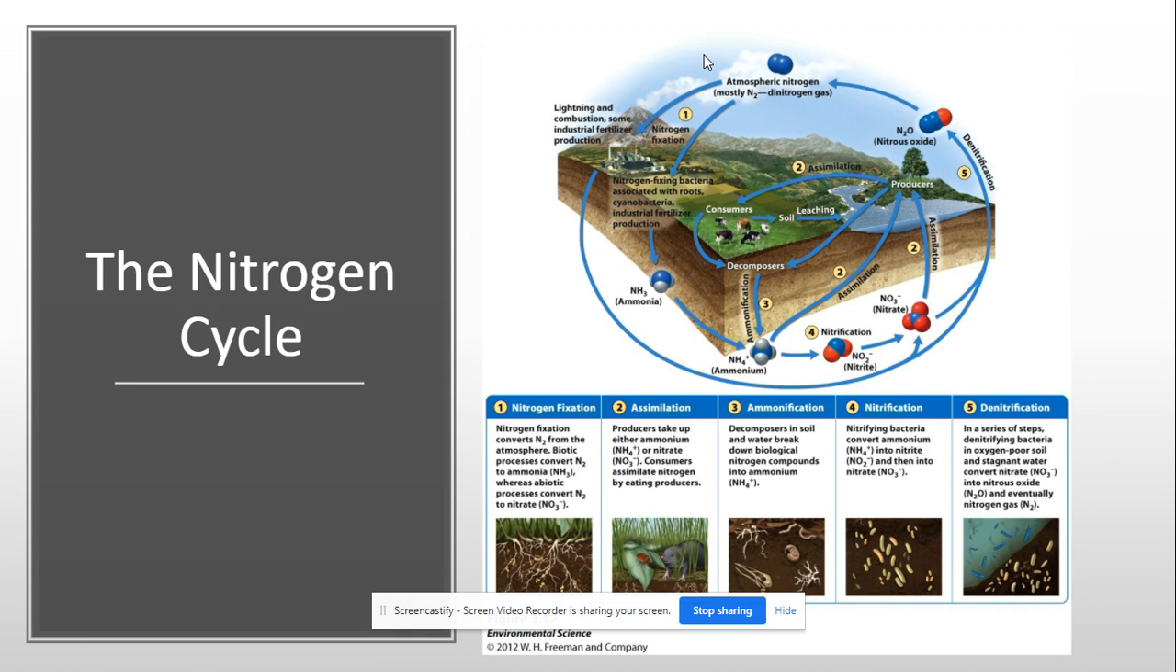And then lastly, how does nitrogen get back into the atmosphere? That's through another type of bacteria known as denitrifying bacteria. They're usually found in very oxygen poor soils or maybe even stagnant water, and they take that nitrate, turn it into nitrous oxide, and eventually into nitrogen gas or dinitrogen gas.